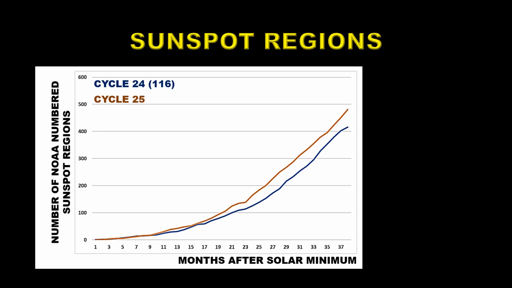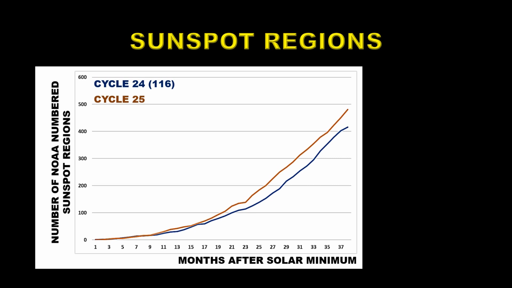One way of comparing cycles is to look at the number of sunspot regions that have evolved since the beginning of the cycle. So along the bottom here, I have the number of months since solar minimum for both solar cycles 24 and 25. Solar cycle 25 is the red-brown, solar cycle 24 is the dark blue. And you can see that solar cycle 25 has been outperforming solar cycle 24 since almost the very beginning of this cycle. The other thing to note here is that at the 38th month, solar cycle 24 is beginning to turn over and flatten out, whereas solar cycle 25 seems to be going on strongly.